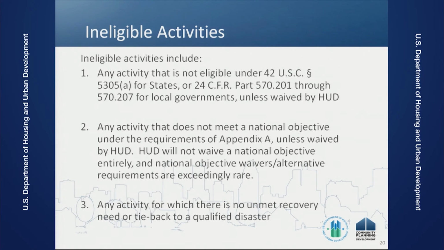Any activity that is not eligible under 42 U.S.C. 5305(a) for states or 24 CFR Part 570.201 through 570.207 for local governments is an ineligible activity unless waived by HUD. And again, later on in this presentation, we'll briefly touch on eligibility waivers and how applicants can request those. Any activity that does not meet a national objective under the requirements of Appendix A is also ineligible unless waived by HUD.